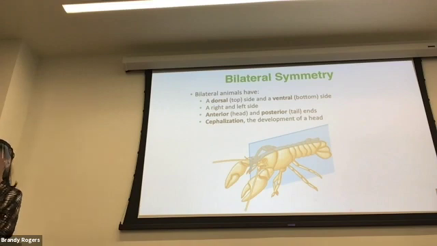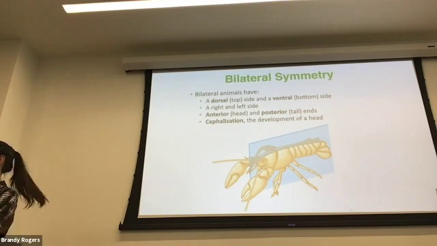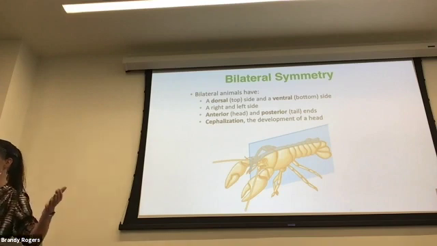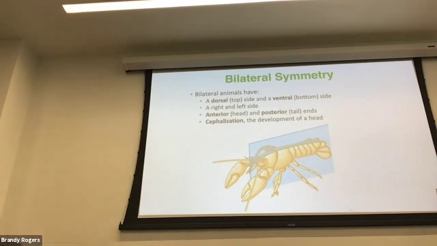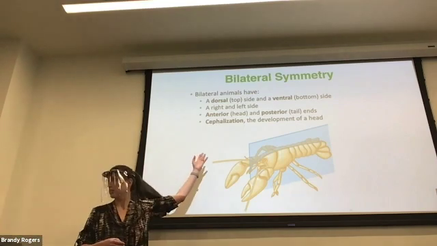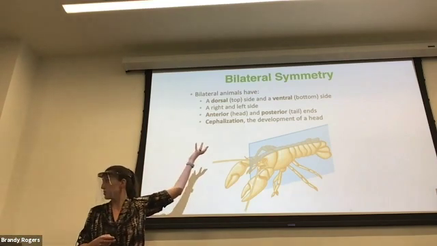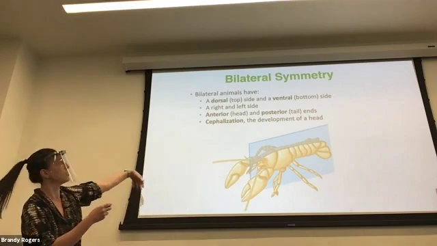What does it mean to be bilaterally symmetrical? How many planes of symmetry? One. You can only cut an animal with bilateral symmetry in half one way and still get two halves, okay, that have similar parts on both sides. So with the evolution of bilateral symmetry, we also see some other features come in. Okay, so these are going to be important. So we'll see this in all the groups going forward.